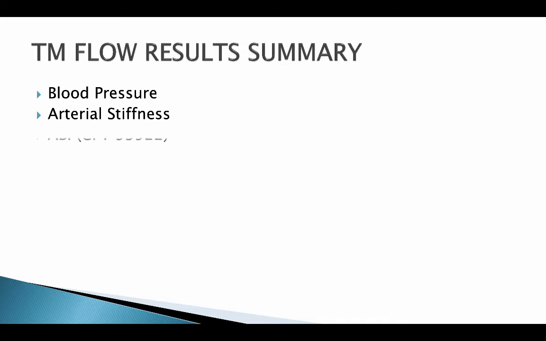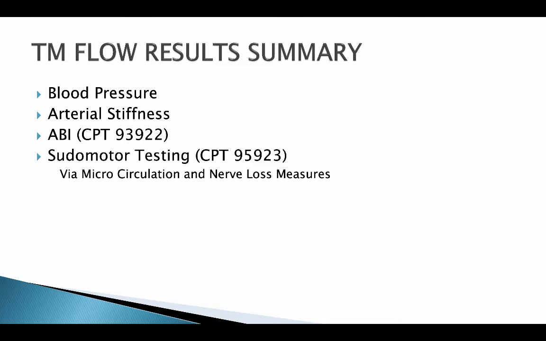So in summary, the TM Flow test results provide valuable information. Blood pressure is a key indicator of health. Arterial stiffness can predict possible future vascular problems. The ankle brachial indices are the accepted standard for measuring peripheral vascular disease.